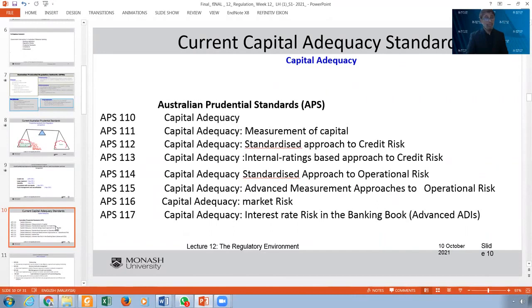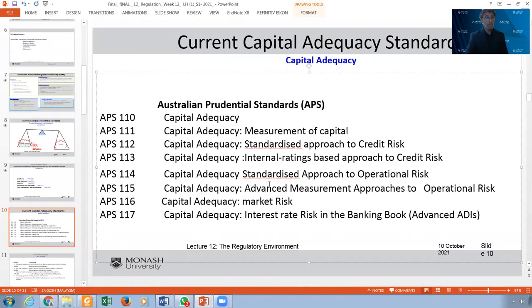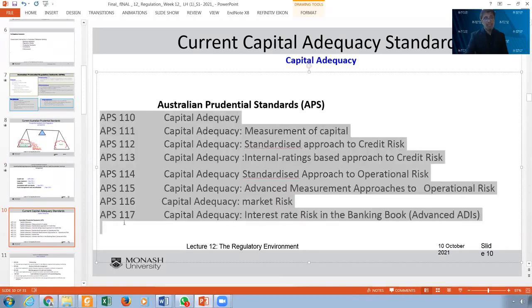I think in week 11 we talked about, since we covered the capital, the capital adequacy. We talked about the measurements, the standardized model and non-standardized model, we talked about advanced models, and the measurement approach to operational risk. At least this is what we have talked about in the recording. And therefore, if you look at Australia, APS 110 to 117 is covering the capital.